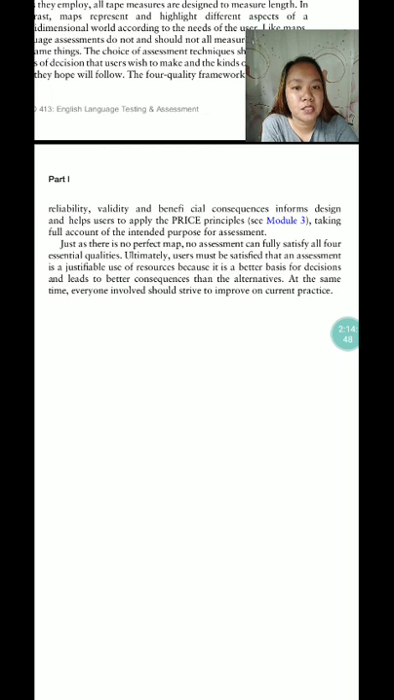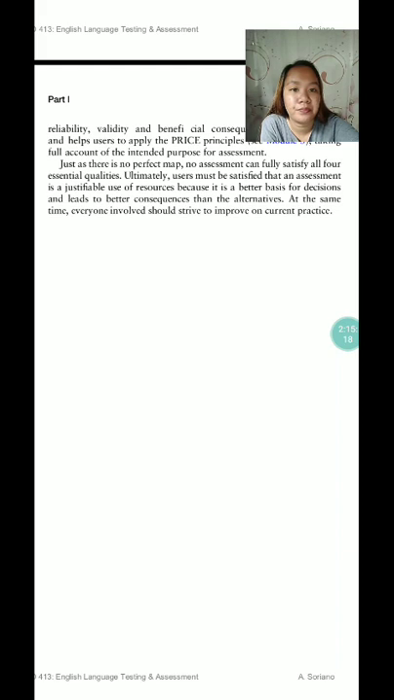Ultimately, users must be satisfied that an assessment is justifiable as a use of resources because it is a better basis for decisions and leads to better consequences than the alternatives. At the same time, everyone involved should strive to improve on current practice.